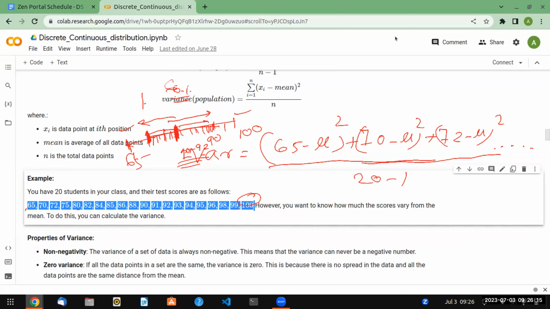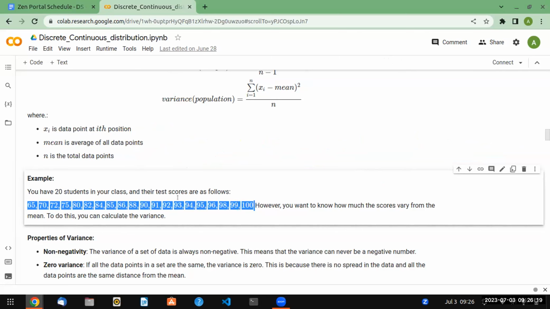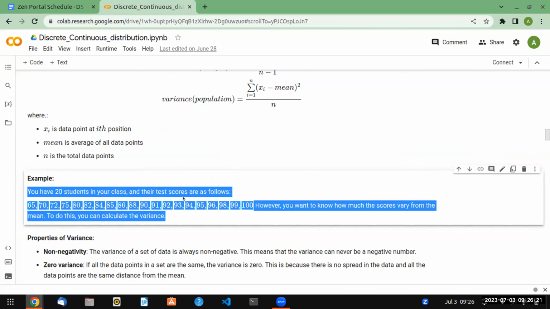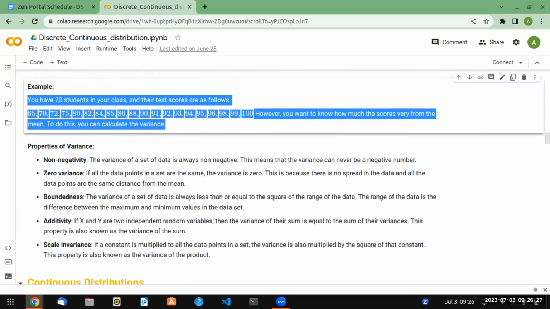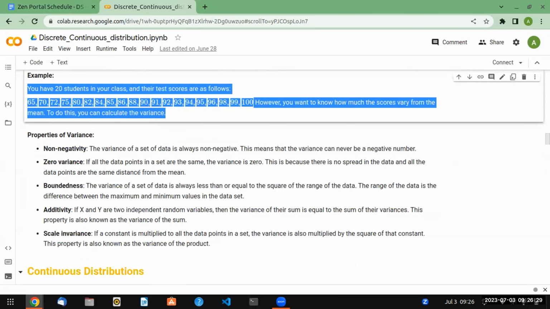We'll see. Let's not make it complex. We have a simple example to understand this. So the point is, once you have the variance, you have an understanding about your data, how it is varying. Now there are some properties of variance, like we have the properties of what?